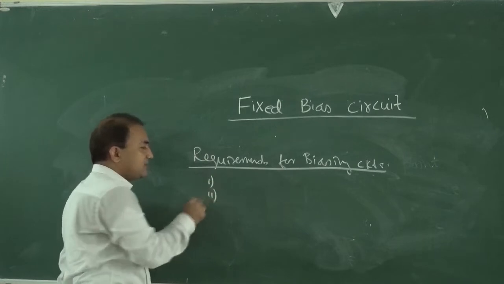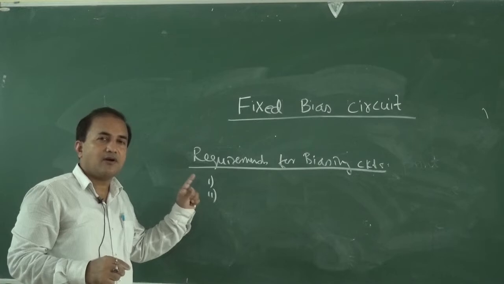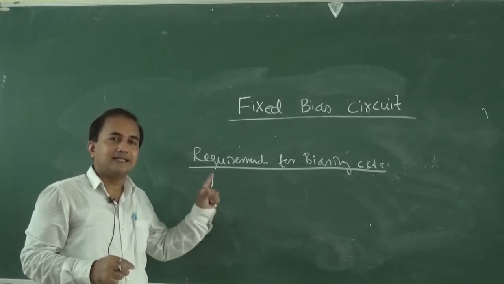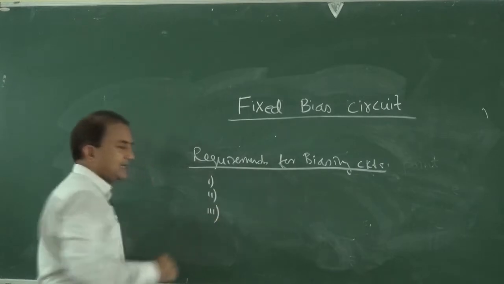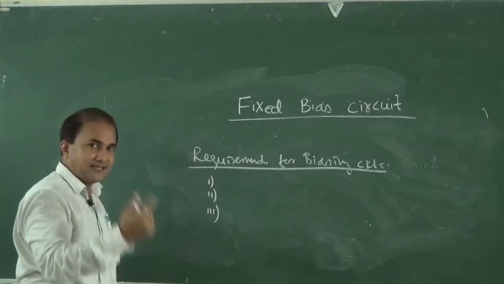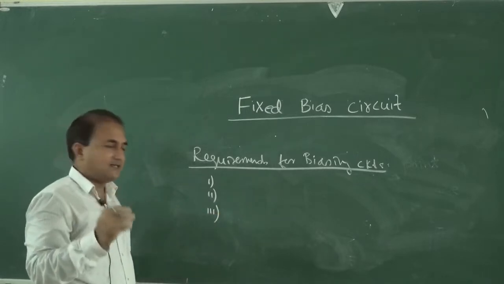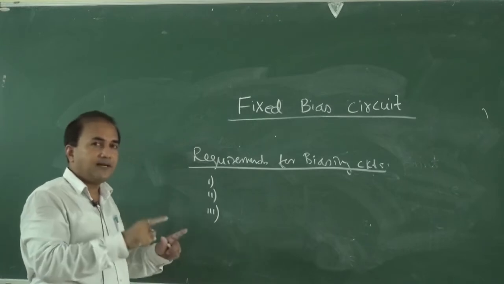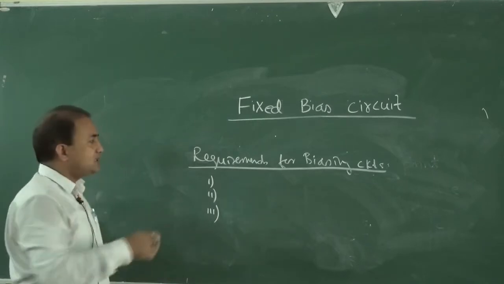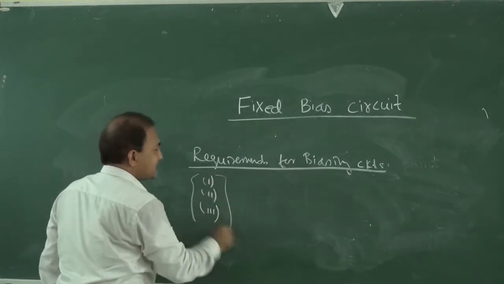Then the second requirement was that the operating point should not vary with the variation of temperature. The third requirement is that with a change of the transistor, the operating point should not change. Means with a change of the transistor of the same family, the operating point should not change. So these are the three basic requirements of any biasing circuit.